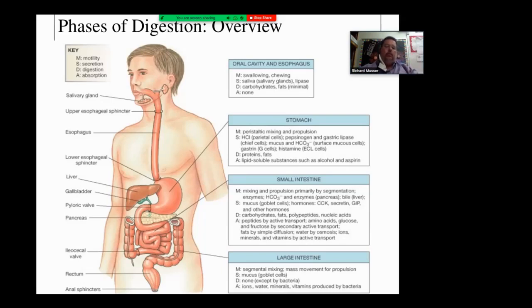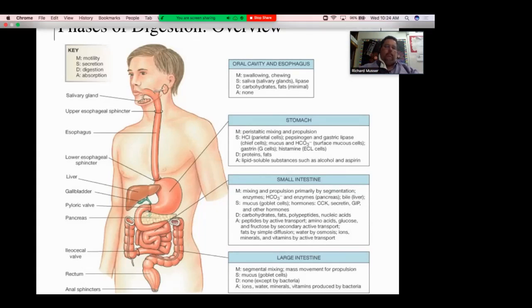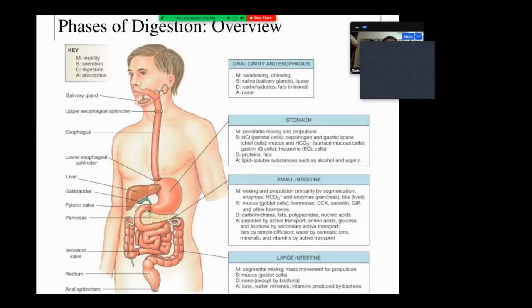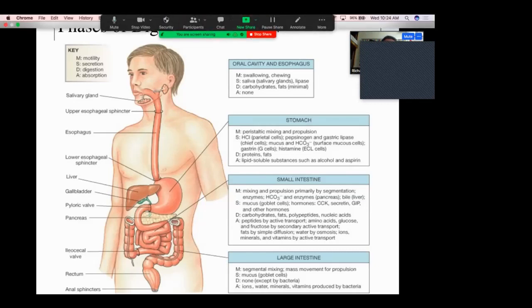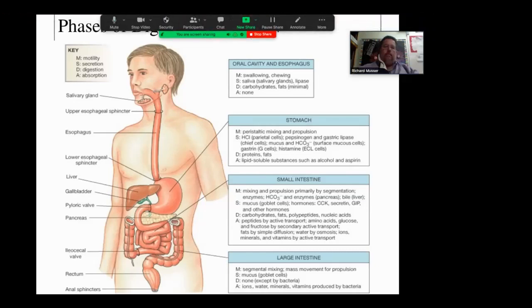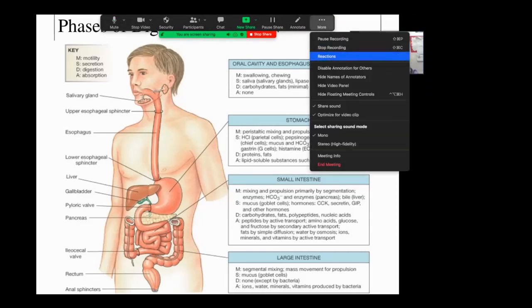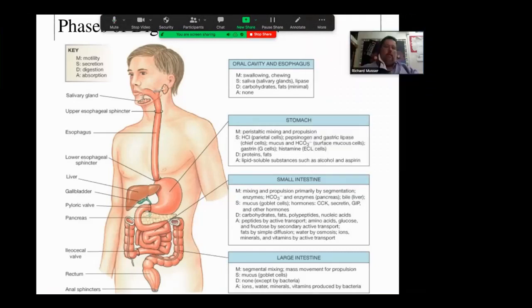It will be neutralized thanks to the pancreas as well as the small intestine providing bicarbonate. I was having a little brain freeze for a second, which is HCO3.